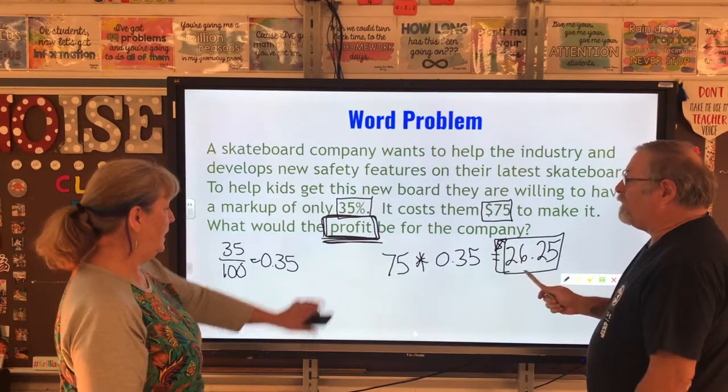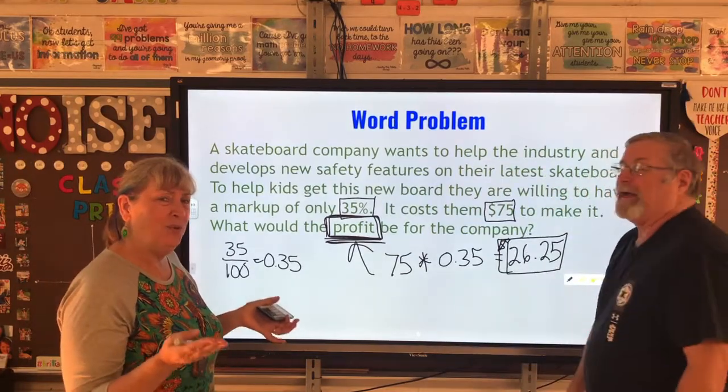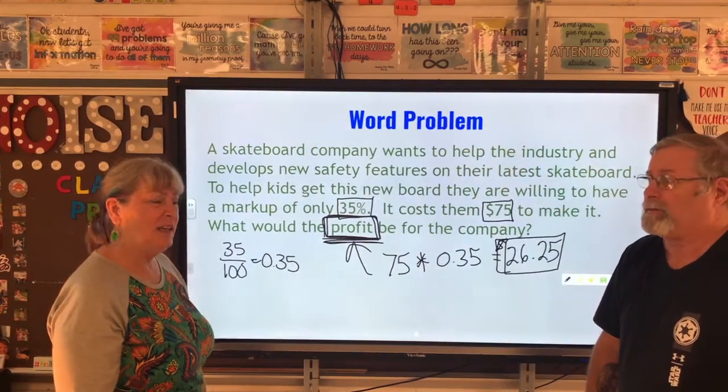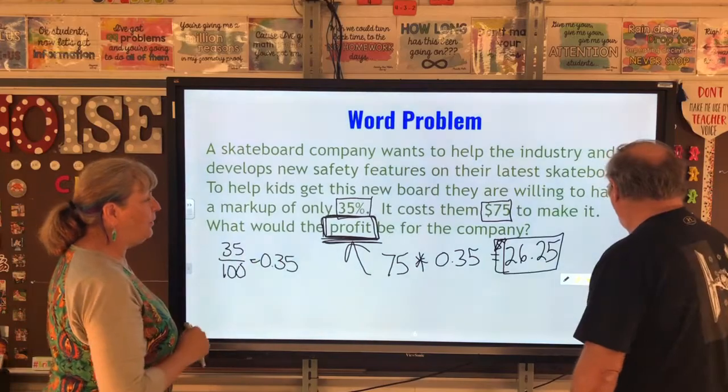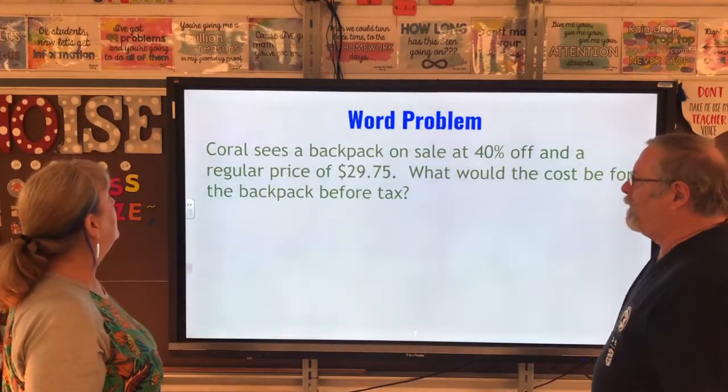Okay, so again, we're looking for what their markup, what their profit was. So that's why you have to understand vocabulary sometimes. Keywords, yeah. All right, let's go. I think we have one more. Do we have one more? I don't know. Let's find out. Oh, we do. We do have one more.